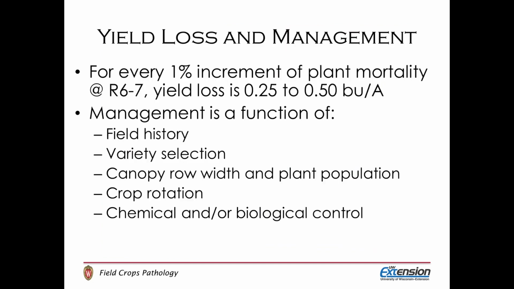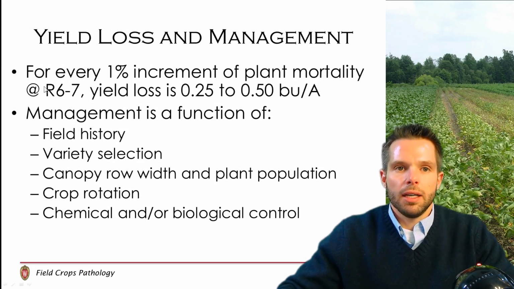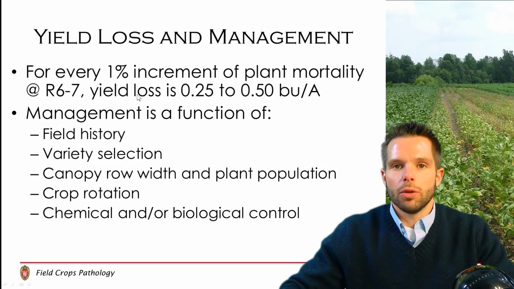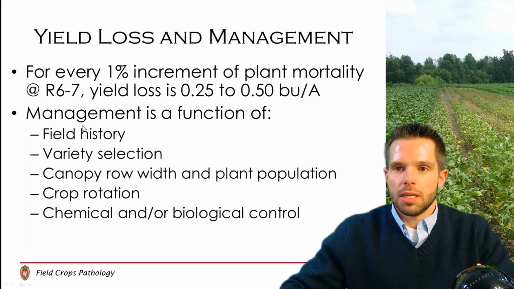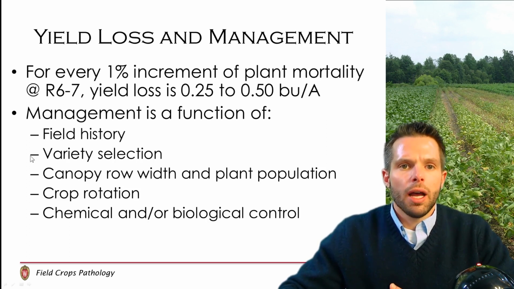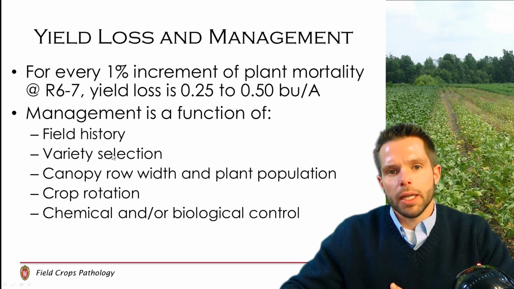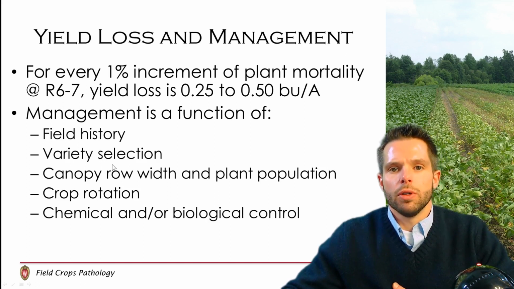Yield loss can be pretty dramatic for Sclerotinia stem rot. For every 1% increment of plant mortality at the R6 to R7 growth stage, we can have about 0.25 to 0.5 bushel per acre loss in yield. And so it can be pretty important to manage this particular disease, especially in fields that have had a history. Keeping good history notes on fields and scouting is going to be important for the following soybean crop that's going to be in that field, because you're going to want to choose varieties with good resistance.